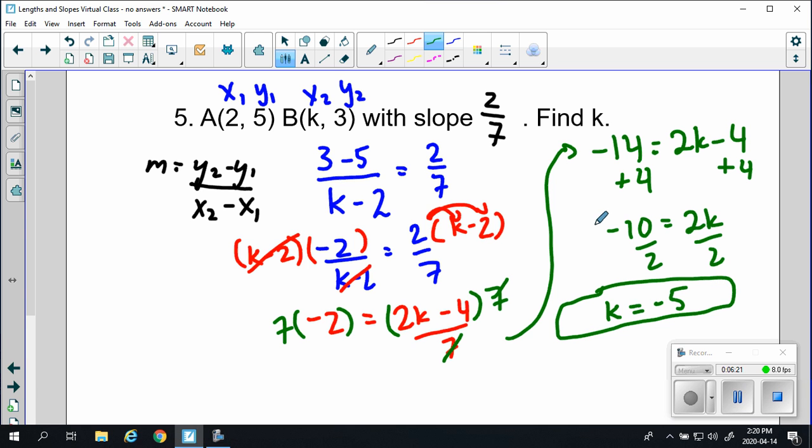So the concept is easy. The algebra can get very, very ugly, especially when k is in the bottom. The moment of brilliance is realizing that if k is in the bottom, I need to multiply both sides by the denominator to get k up into the top.